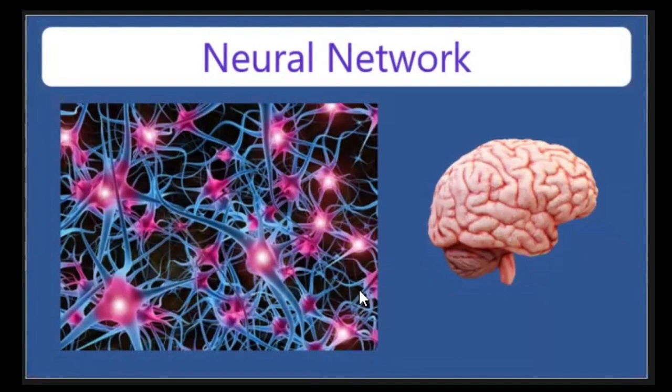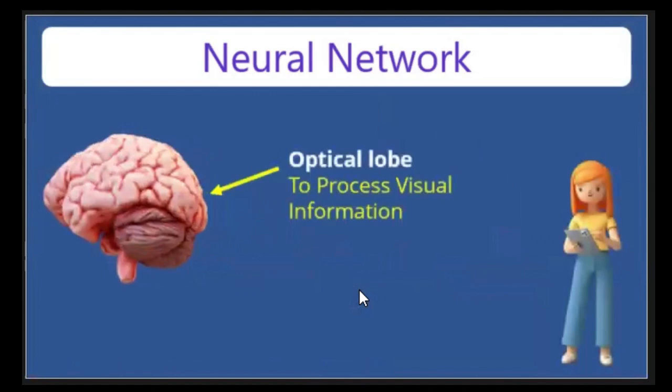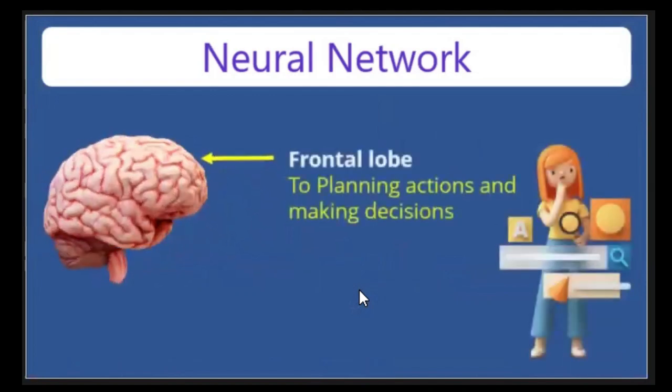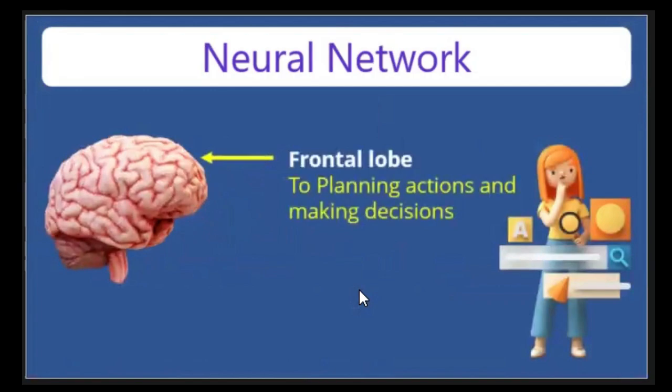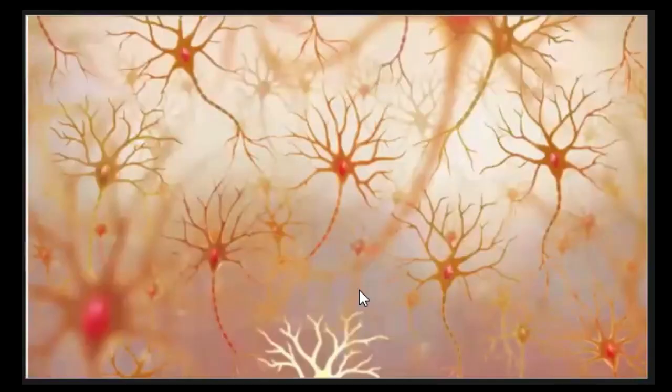Okay. So now this is the optical lobe that saw your teacher, and that is the frontal lobe which decided to say good morning. So now you got the concept, right? How the neurons work, because it is very important to understand how the mathematical model of a neuron is going to work. So let's play a small video and see. This is an animation video. You can see how these neurons are going to communicate.